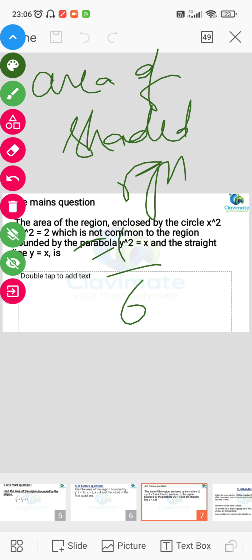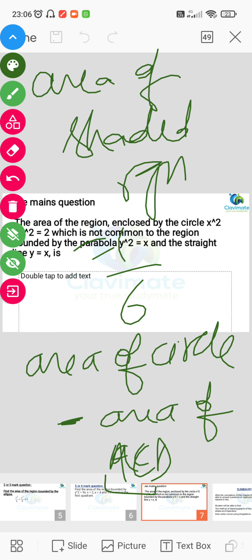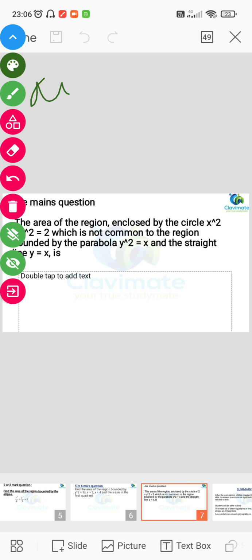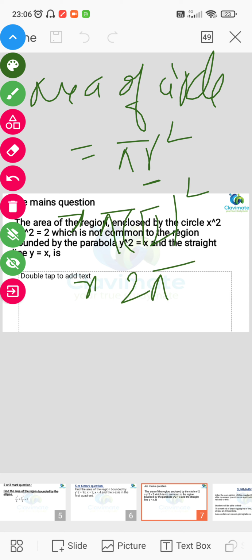So what was the area which is not common? It was the area of the circle minus the area of ACD, right? So what is the area of ACD? It is 1 by 6. And what is the area of the circle? Area of the circle is pi r square. And what is the value of r? It is root 2, right? So it is pi root 2 square, which is equal to 2 pi, right?